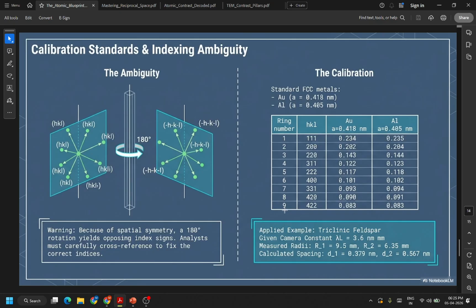So next is calibration standard. Since lattices are spatially symmetrical, a 180-degree rotation will yield opposite index signs, but the lattice will look similar and the diffraction will look similar. So we must carefully cross-reference to fix the correct indices.